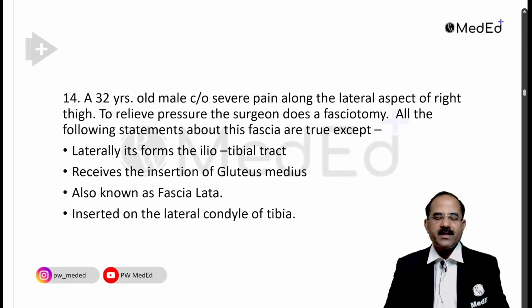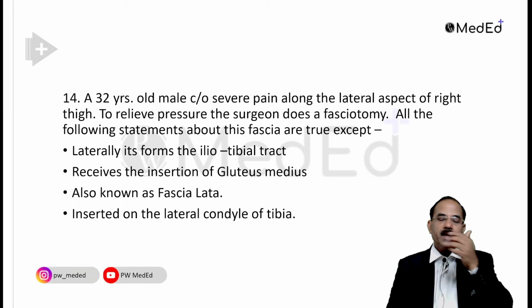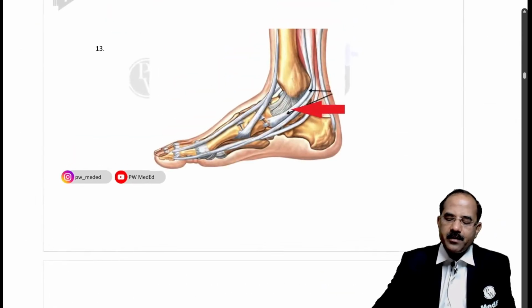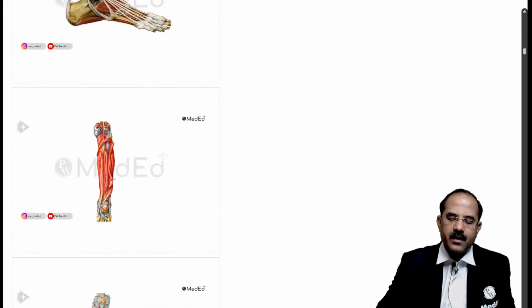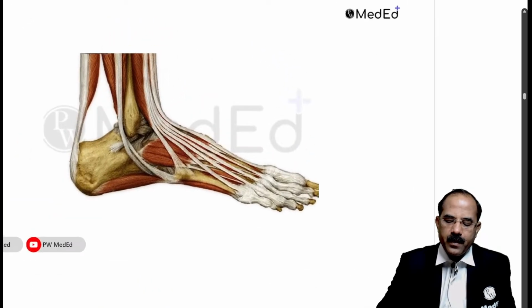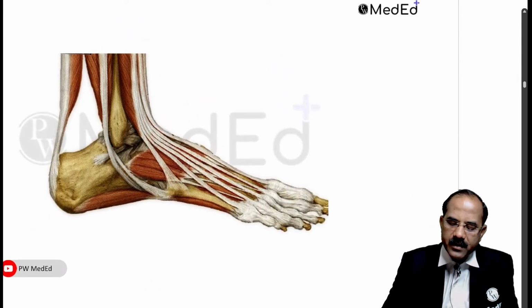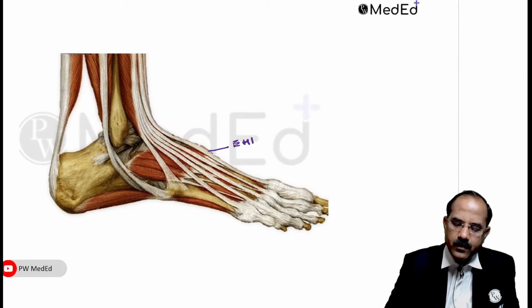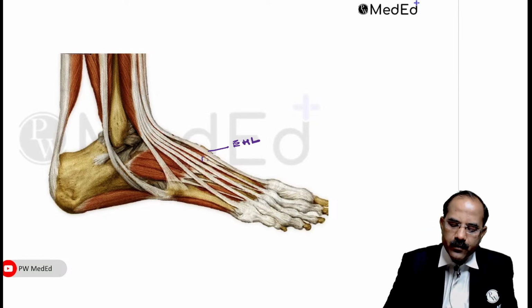Number 14. Students, number 14. A 32-year-old male complains of severe pain. एक minute. Just tell me. I'll just show you the slide. ये देखिए. Can anyone identify this muscles here? What is this muscle? See this. ये muscle कौन है? Extensor hallucis longus. Extensor hallucis longus. What are these four tendons of?